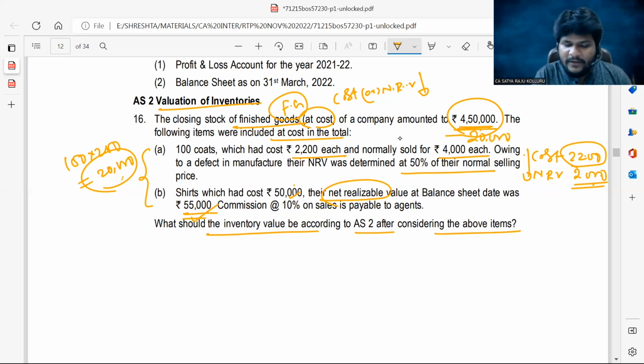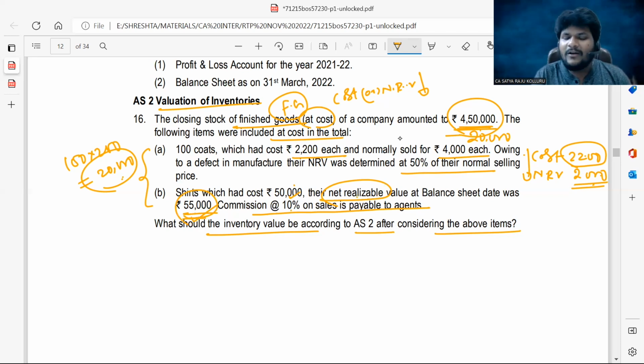Sir, then commission at the rate of 10% on sales is payable to agents. Can I reduce 10% of 55,000, that is 5,500, from this 55,000 to get the NRV? No, the given value was not the sales value. The given price itself is the net realizable value.